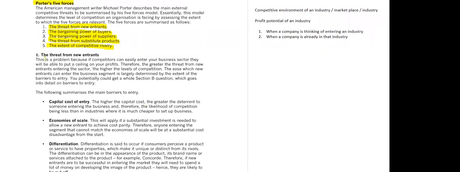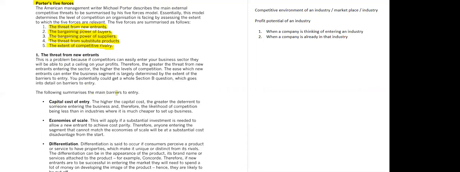So let's start with the first force, that is the threat from new entrants. What do we mean by threat from new entrants? Just imagine an industry. If it is very easy to enter an industry, then naturally the degree of competition would be very high in that industry, and the profit potential would obviously be low. So you need to see how easy or how difficult it is to enter an industry, because if it's very easy, then the number of competitors would keep on increasing and profit margins would keep on shrinking. So we need to understand whether the threat of new entrants is low or high.